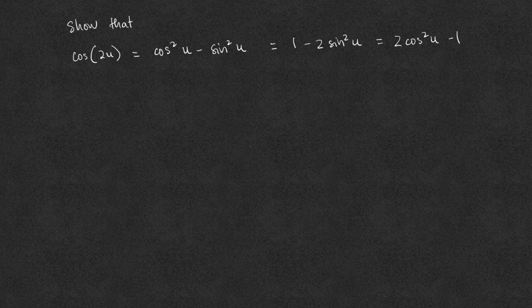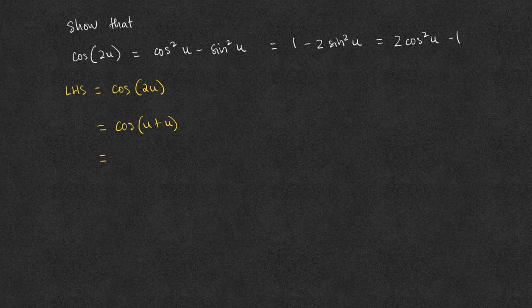Basically, there are three trig identities here. We will show one at a time. First, we start with the left-hand side, which is cosine of 2u. Recognize that 2u is simply u plus u, because we know the addition formula for cosine.